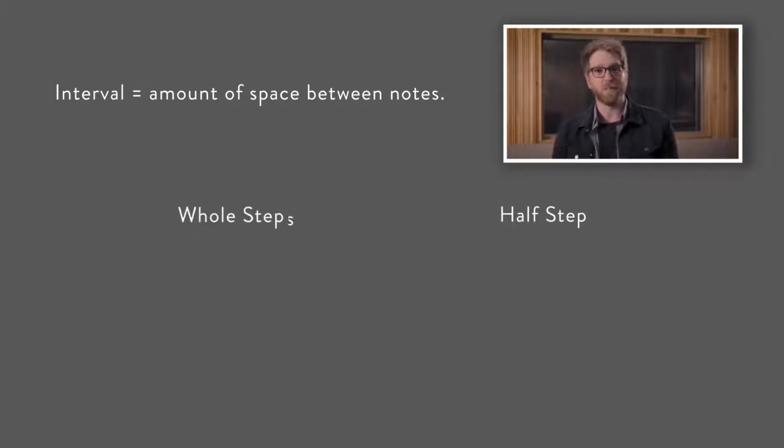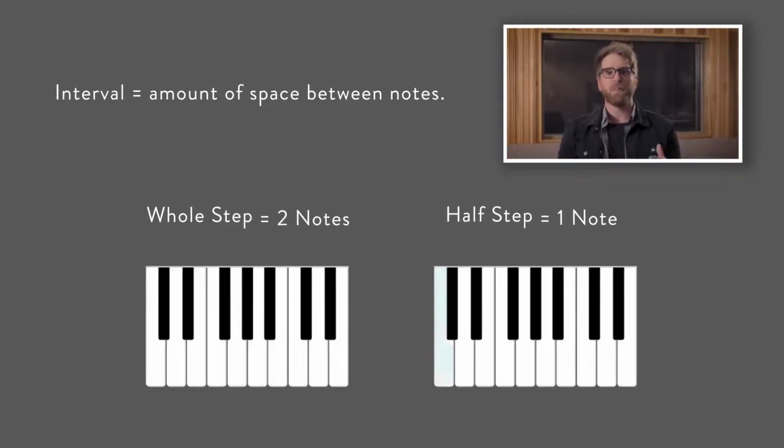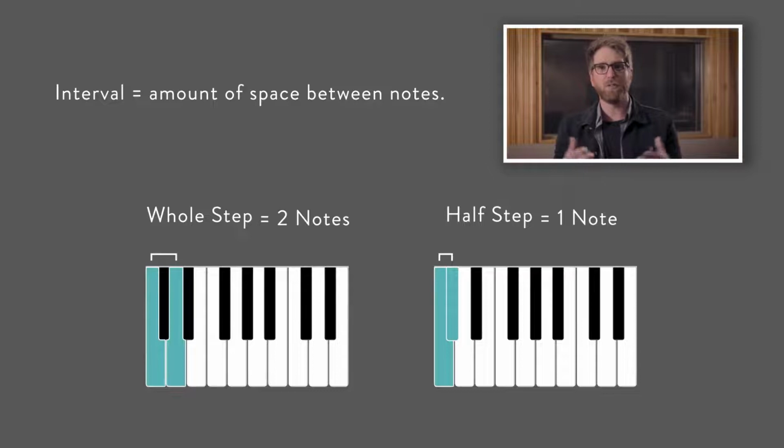To move a whole step means to move 2 notes, and to move a half step means to move 1 note. For example, if we play the note C and then play the note C sharp, we've moved a half step. If we play the note C and then play the note D, we've moved a whole step. The major scale and every scale is just made up of a series of these intervals.